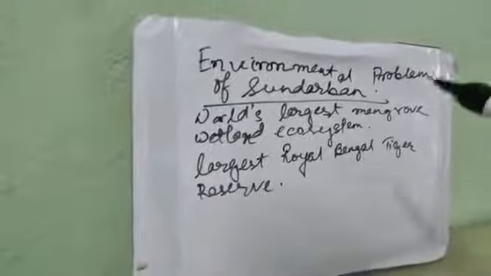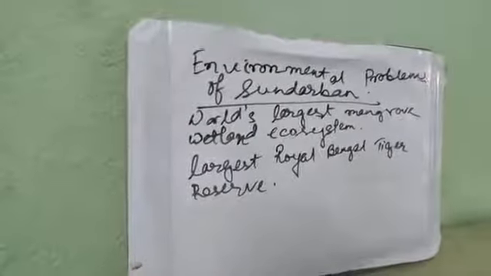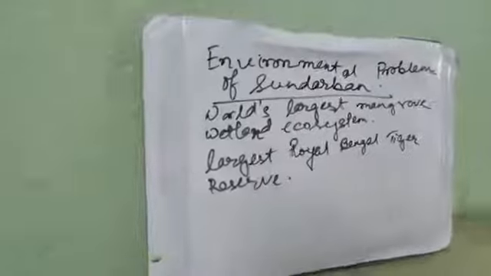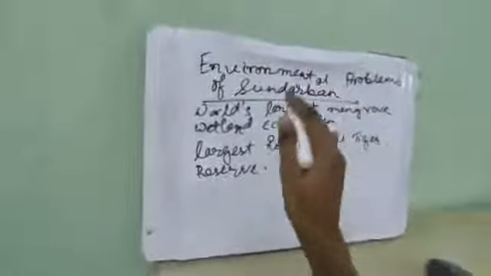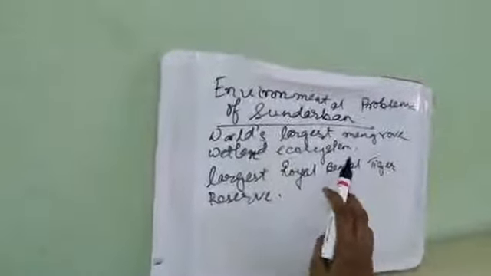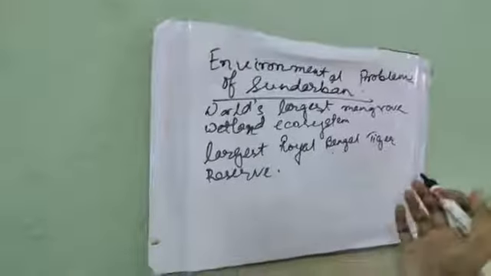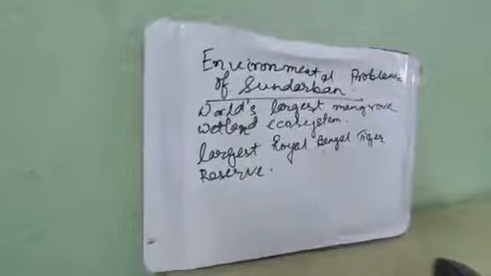Now we will learn about what are the environmental problems that are affecting the Sundarban. It is the world's largest mangrove wetland ecosystem, as well as the largest Royal Bengal tiger reserve. But there are some problems that are affecting the Sundarban.